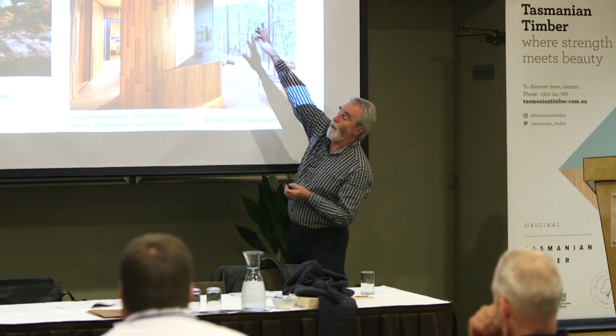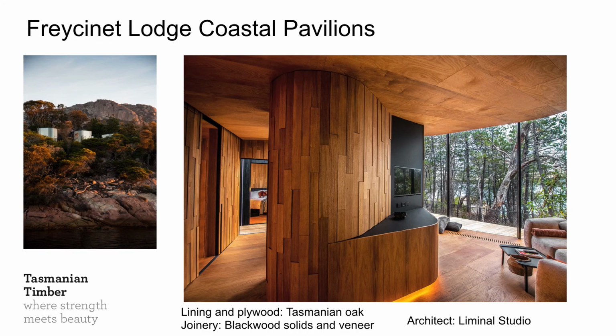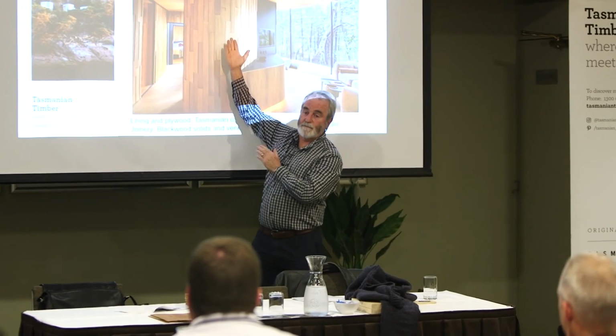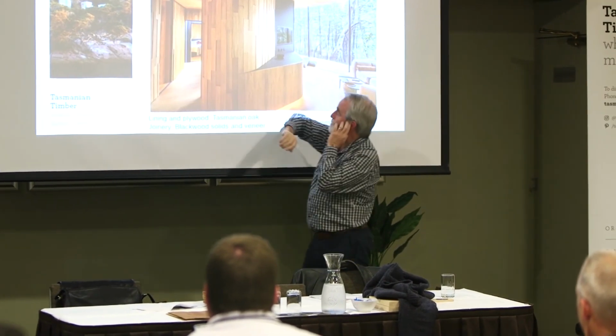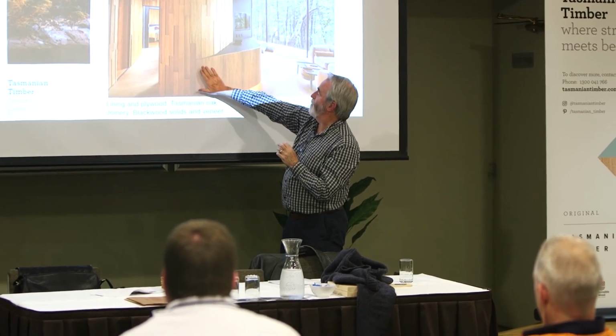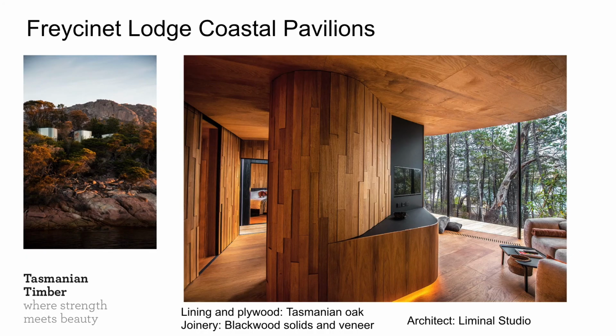plywood here, plywood on the roof. It's Tasmanian oak plywood, and it's been stained. We've got solid Tas oak that's been used in staggered boards around the surfaces, and that's also been stained back. And then we've got veneer in blackwood around here with solid edge trims, solid blackwood trims.